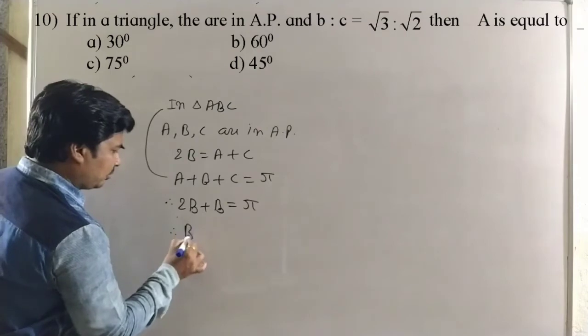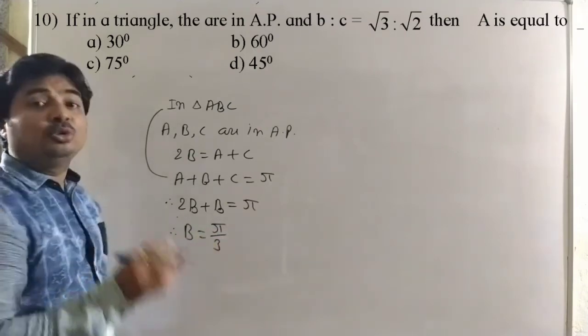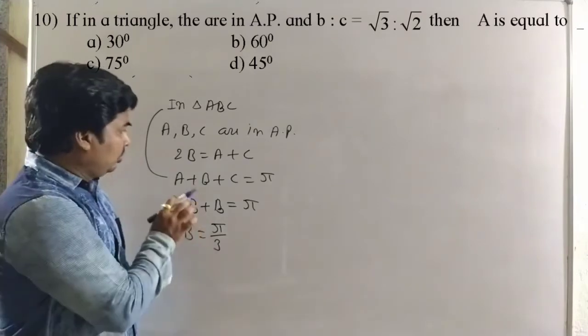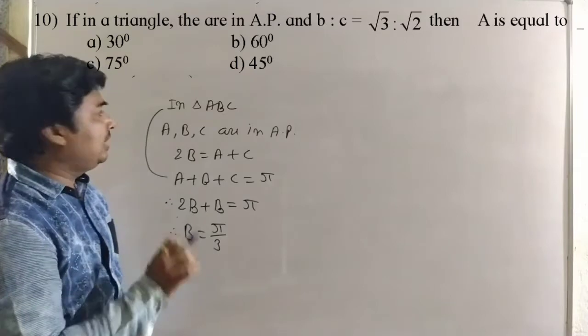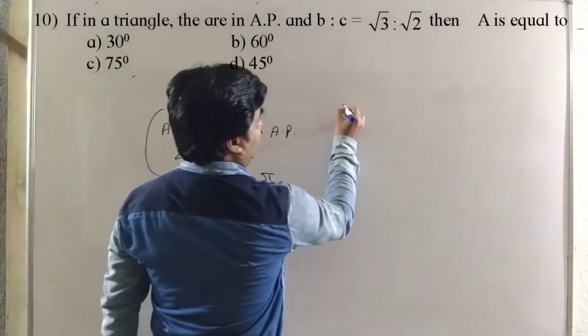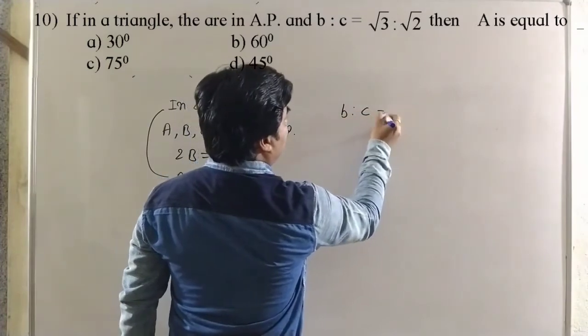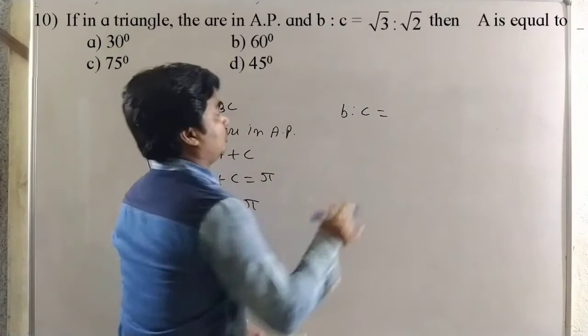Therefore B is equal to pi by 3. That means B is equal to 60 degree. Okay, here we know the one angle, but we want to find the angle A. Okay, to find the angle A, there is again given one condition, the ratio of sides. Okay, here b is to c is equal to root 3 is to root 2.